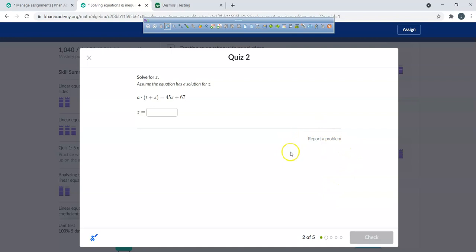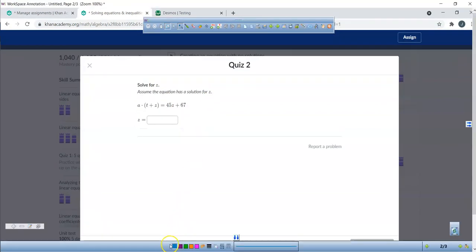Okay, now on this one it says solve for z. So I want you guys to write this one down. You can't really see it very well, so I'm going to write it for you. It says A times open parentheses t plus z close parentheses equals 45z plus 67. And we're solving for a specific variable called z. That's what we're solving for.